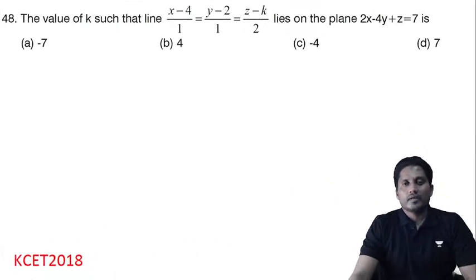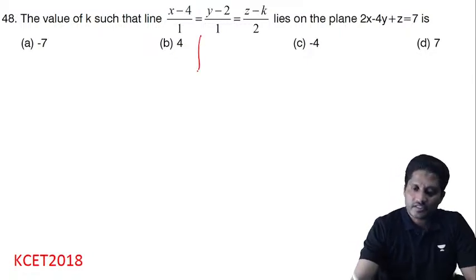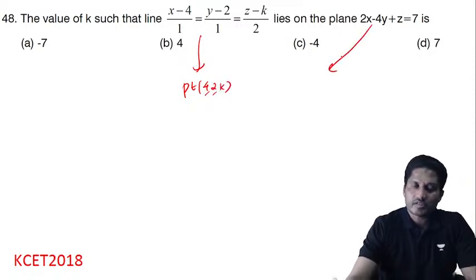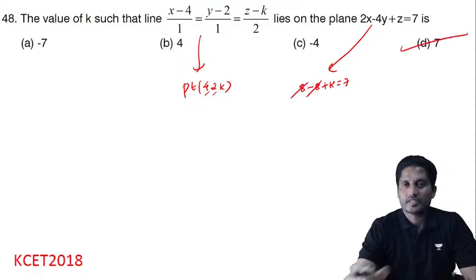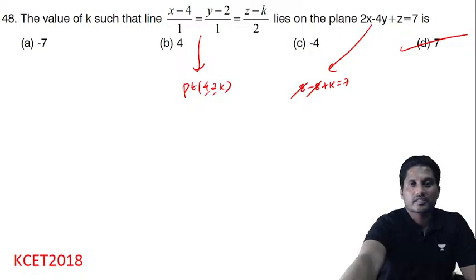Right, let's move to the next question. The value of k for which the line lies on the plane. See, actually the point on the line is 4, 2, k, right? If I substitute in this plane, we'll get 8 minus 8 plus k is equal to 7. The 8 and 8 cancel, so the value of k is 7. Simple question, within 20 seconds you get the answer. Just take the point and substitute.